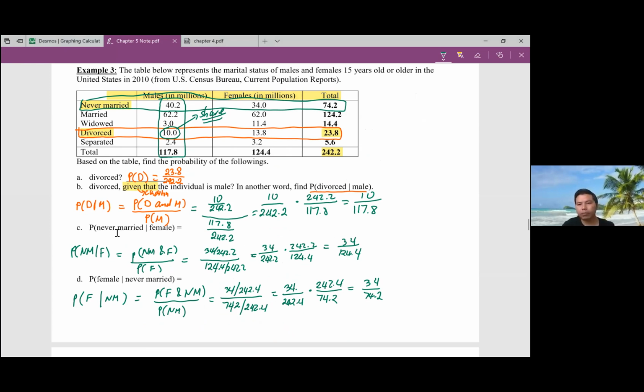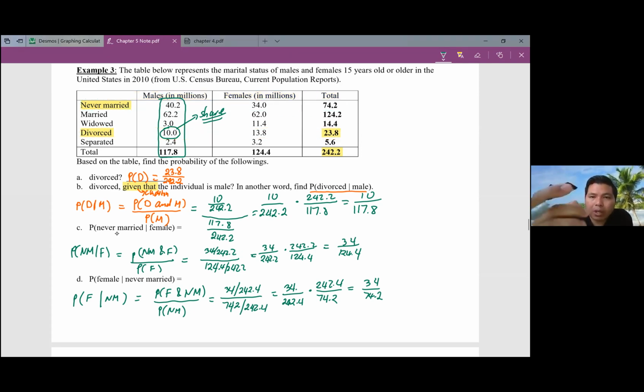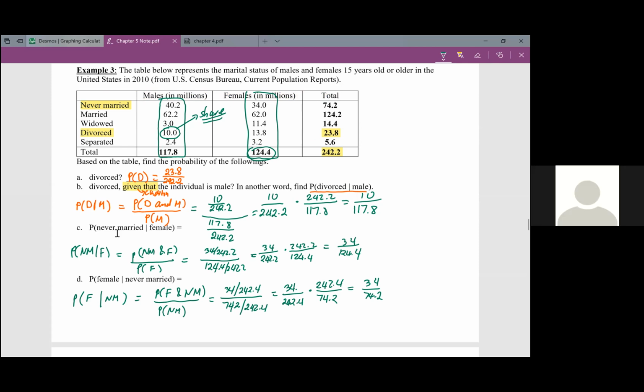I have a question. Yes. For C, on the denominator, why did you select 74.2 for females? For D or E or C? C. Yeah, for female, you have to look at the female column. So you have to look at how many females there are. In the whole female group, you have 124.4. Oh, got it. I wrote down the wrong one. Sounds good.